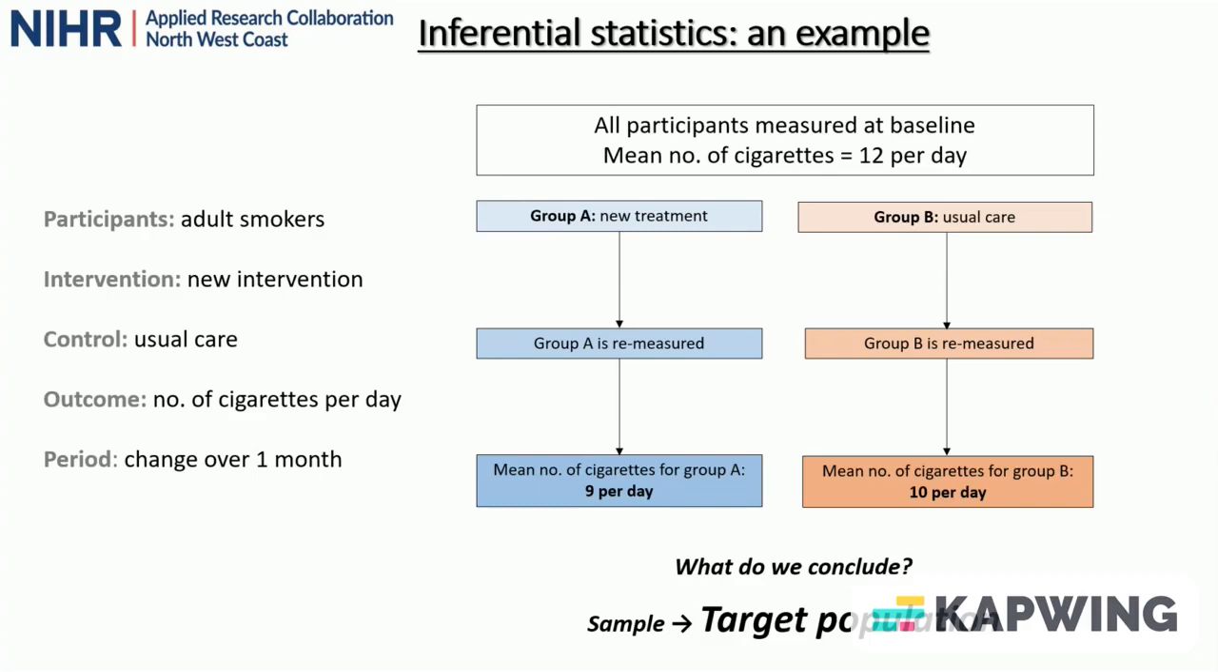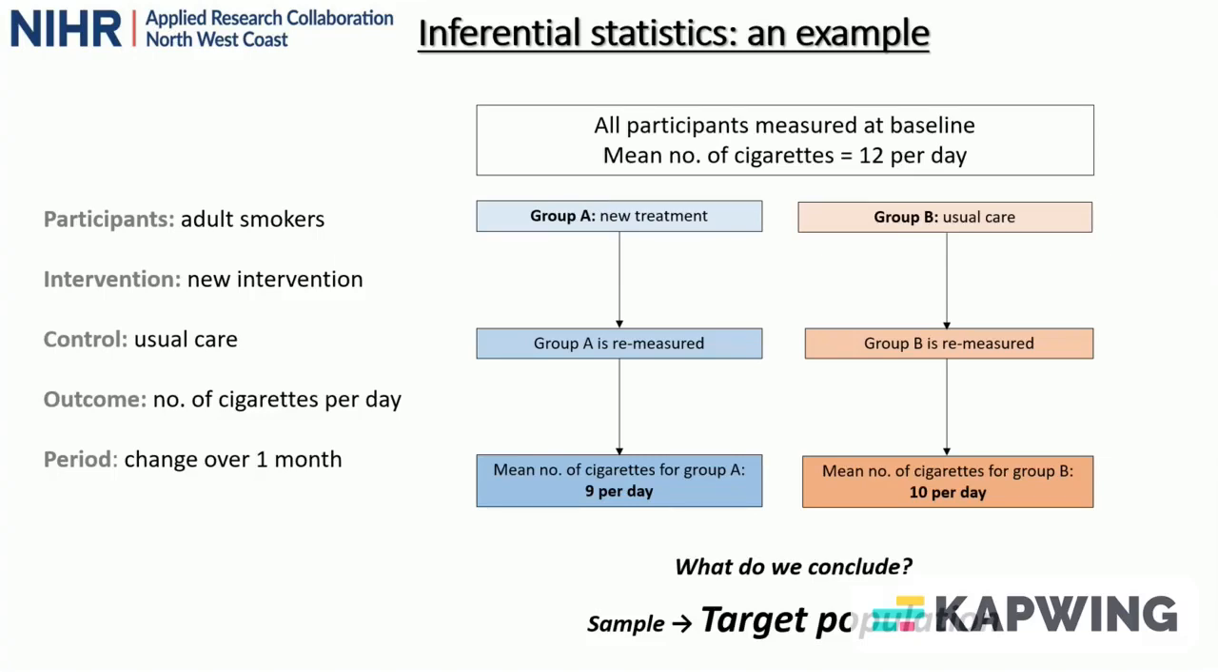So in both groups, we see a reduction in the number of cigarettes smoked per day. This reduction is a bit bigger for group A compared with group B. So what do we conclude? We can say that in these two groups, there is a reduction in the number of cigarettes smoked, and it is bigger in group A. So it seems that in our sample of participants, the intervention is more effective than usual care.